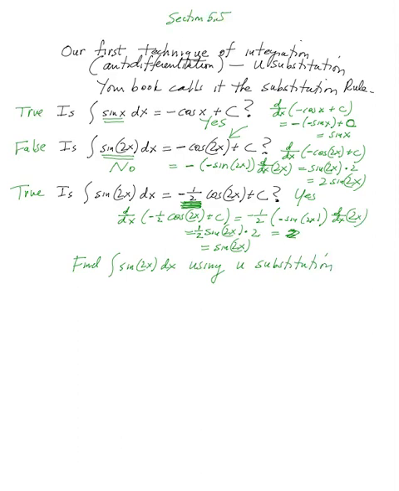Here's the deal. I know I want to let u be the inside function. Generally, if I want to anti-differentiate a composite function, sine 2x, there's an inside and an outside, I'll let u be the inside. Now, the next step is to do something called take the differential of u.